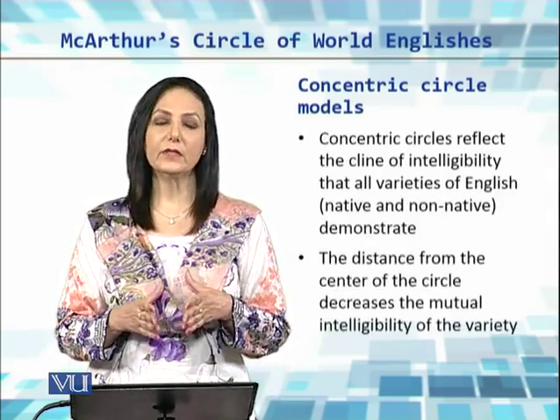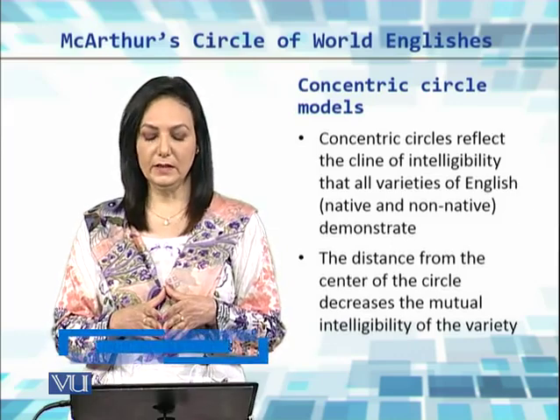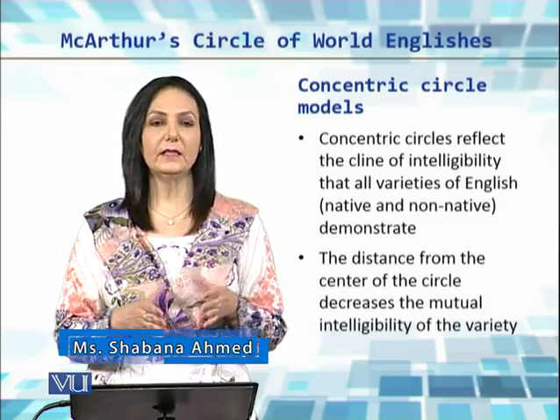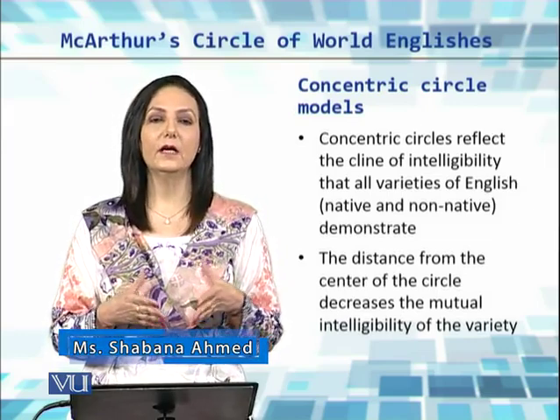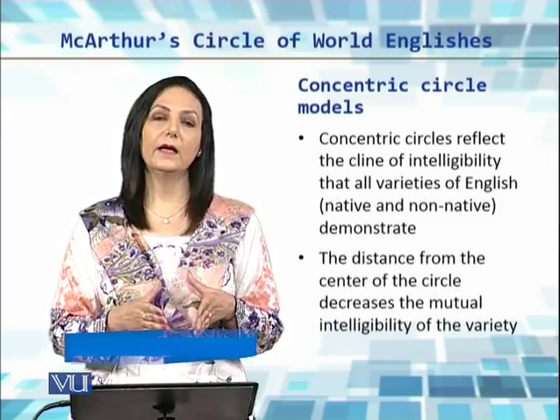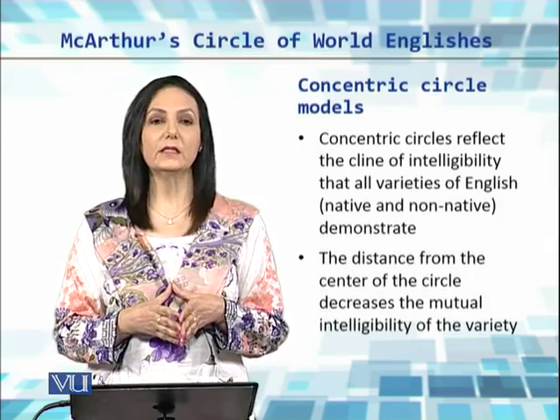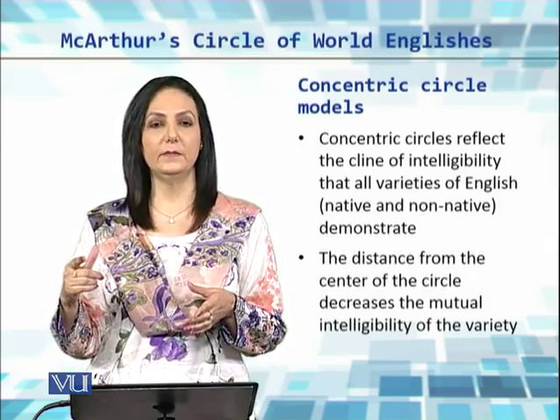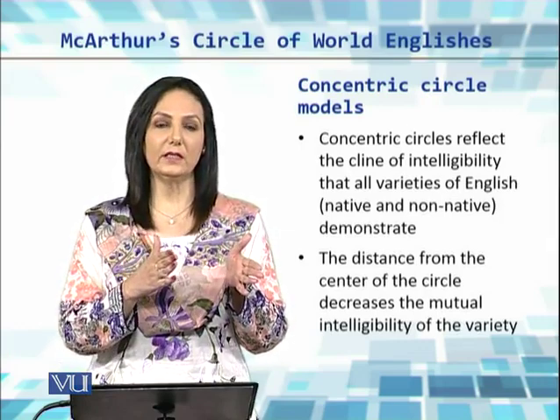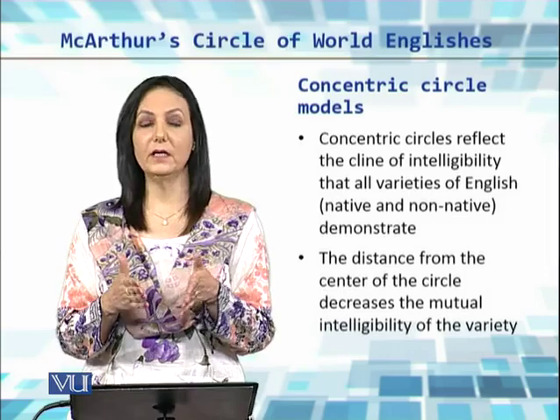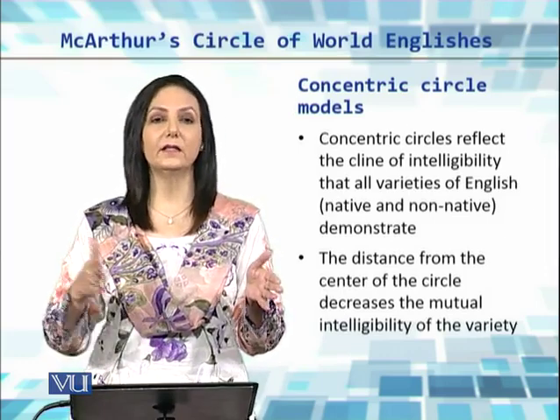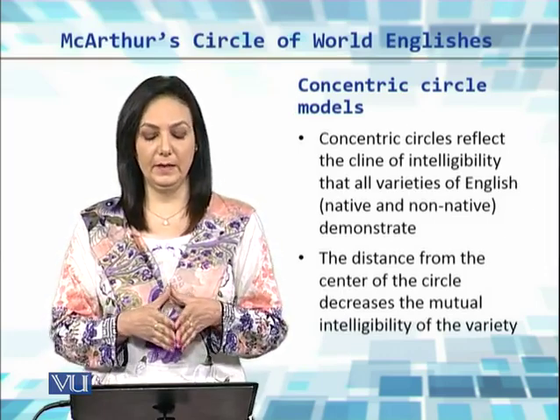These concentric circle models reflected the decline of intelligibility that different varieties of English, both native and non-native, demonstrate. A cline, as again you may know, is a series of items in which each item is very similar or almost the same to the next item in the series. However, the first and the last items are very different.